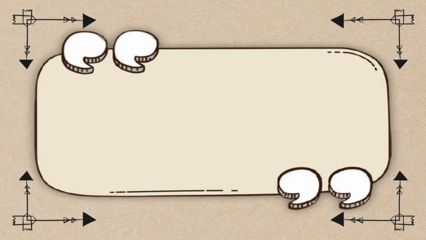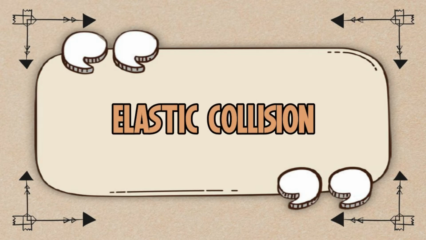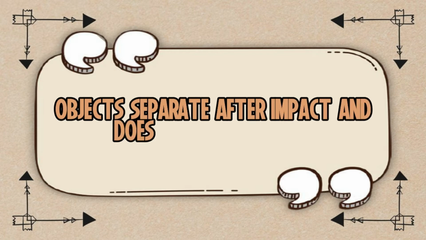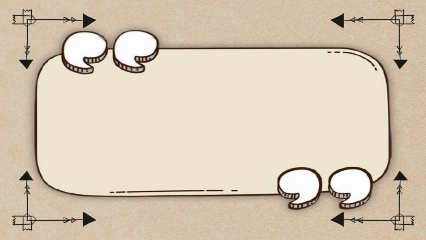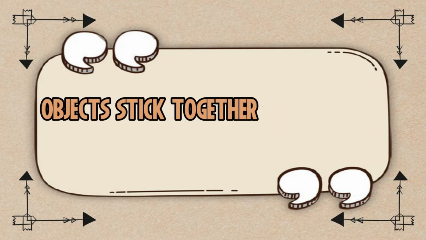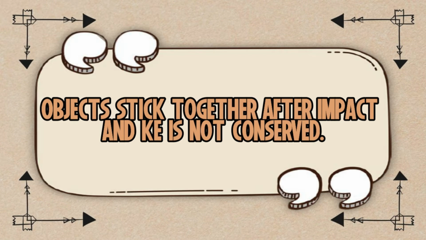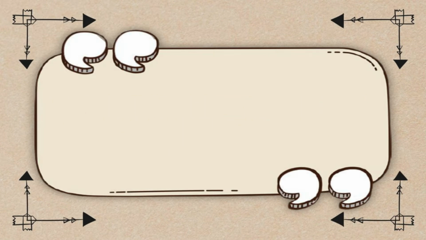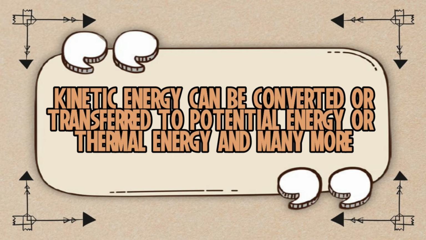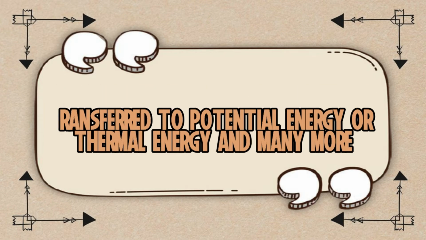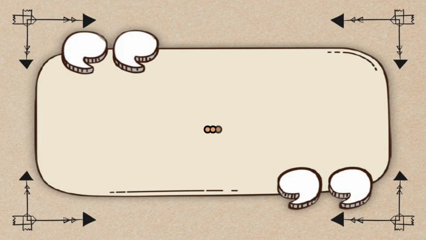Lastly, elastic and inelastic collisions. In an elastic collision, the objects separate after impact and don't lose any of their kinetic energy. Meanwhile, an inelastic collision is one in which objects stick together after impact, and kinetic energy is not conserved. This lack of conservation means that the forces between colliding objects may convert kinetic energy to other forms of energy, such as potential energy or thermal energy. And that is it. Those are the discussions about momentum, impulse, conservation of momentum, and elastic and inelastic collisions.